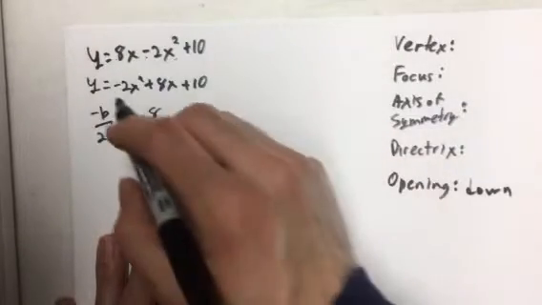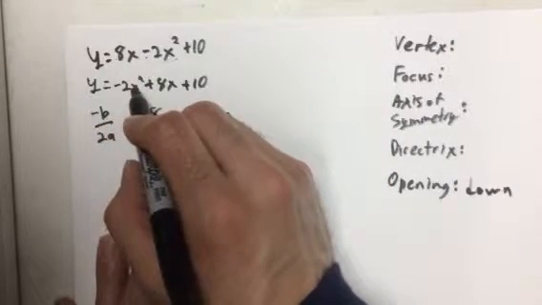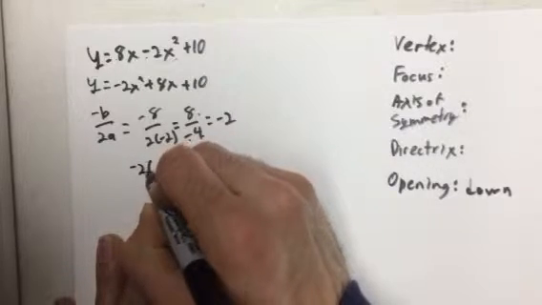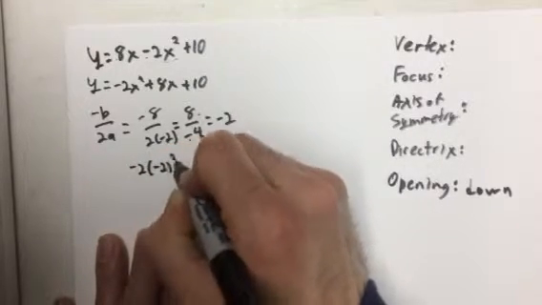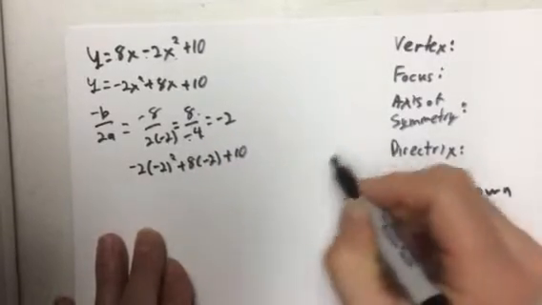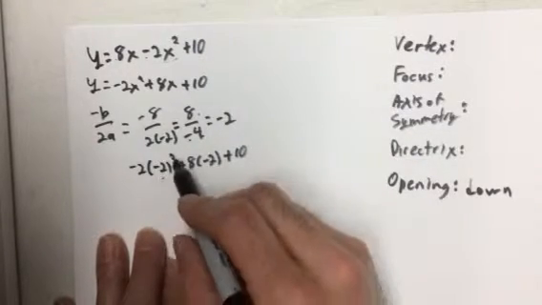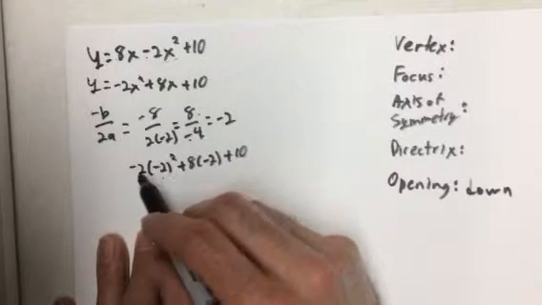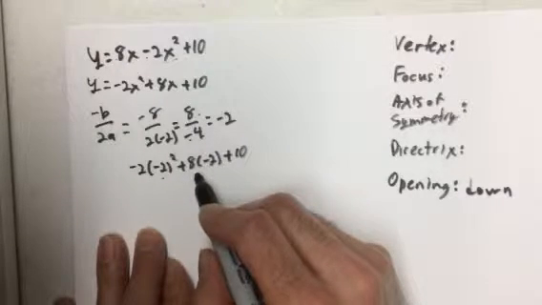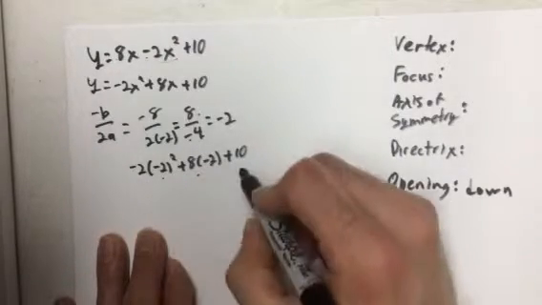To find the y value, I plug negative 2 everywhere I see an x. So this will be negative 2 times negative 2 squared, plus 8 times negative 2, plus 10. Plug this in the calculator is the best way to do it. By hand, negative 2 squared is a positive 4. Positive 4 times a negative 2 will be a negative 8. This will be a negative 16. So a negative 8 and a negative 16 and a positive 10.